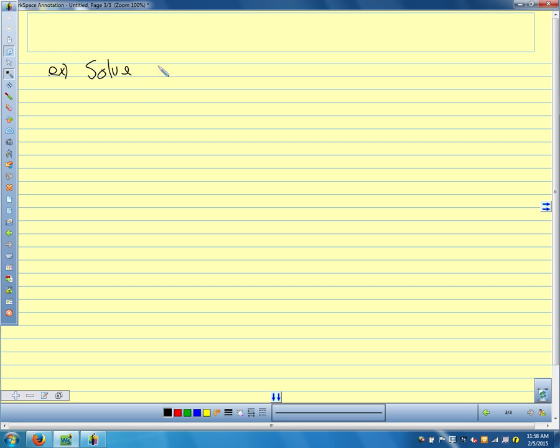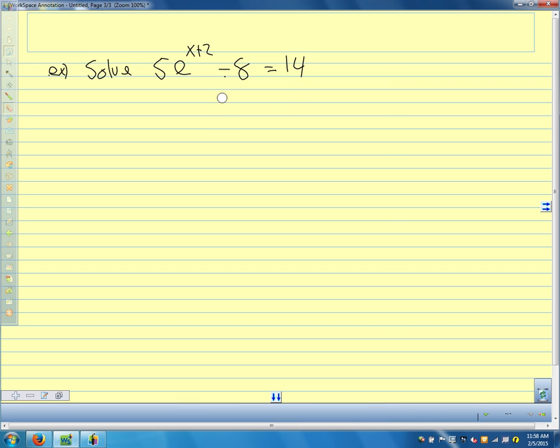All right, we want to solve 5e to the x plus 2 minus 8 equals 14. So what do we do first here? Isolate, so I'll add 8, so 5e to the x plus 2 equals 22. Then e to the x plus 2 equals 22 fifths.